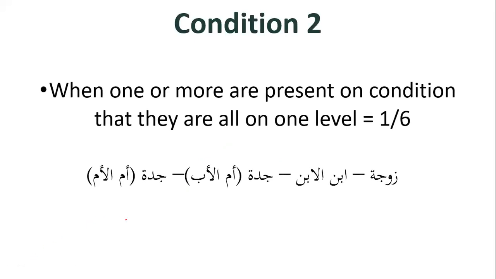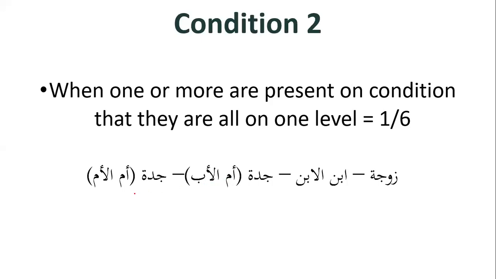Another example for condition number 2. Over here we have two Jaddahs. So we have Zawja, Ibnul Ibn, Jaddah and Jaddah. This Jaddah over here is Ummul Ab and this Jaddah is Ummul Umm. So they are both of the same level, both of the same generation. And so we said when one or more, so over here there is more, are present on condition that they are all on one level. Are they both on one level? Yes, we can see that they are both on one level. They are both of the same generation.